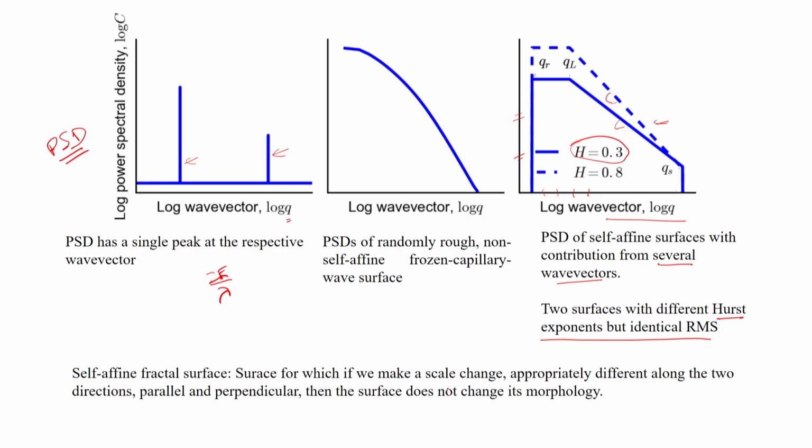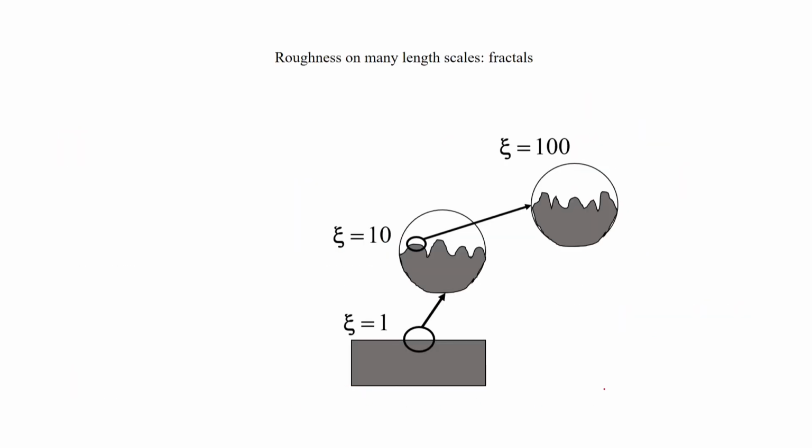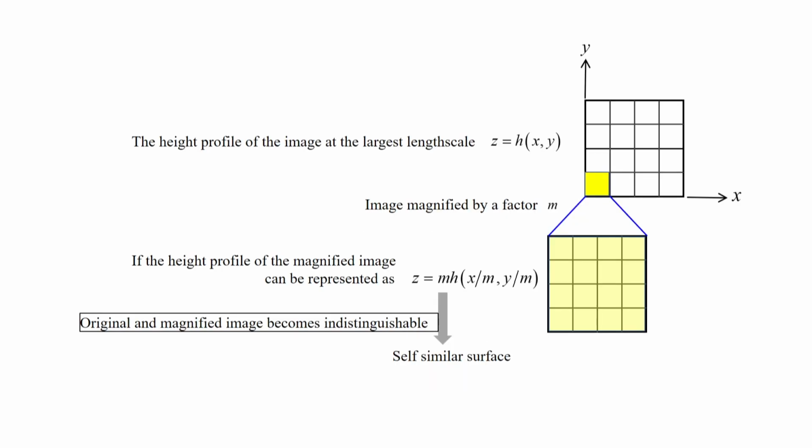It is a surface for which, if we make a scale change appropriately different along the two directions, parallel and perpendicular, the surface does not change its morphology. I will just explain it something like this. As I was telling you, at one particular magnification the surface looks smooth, at another magnification it looks somewhat rough, and if you further magnify it, it looks more rough, or like a different roughness. So roughness on many length scales. These are called fractals.